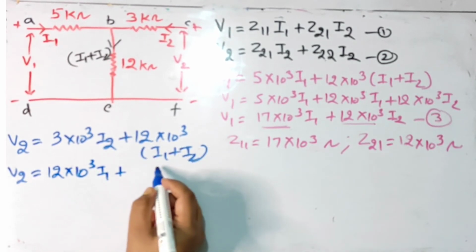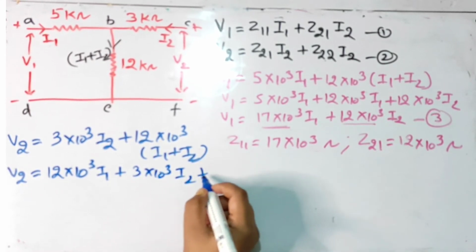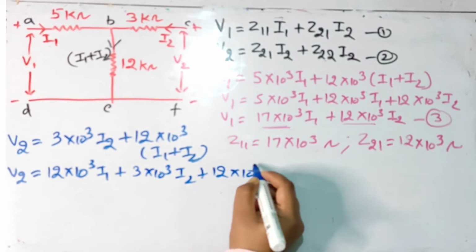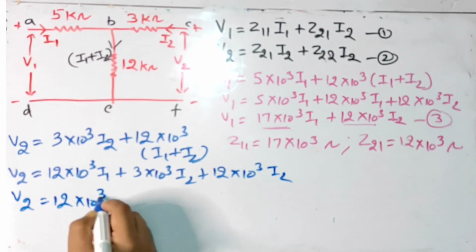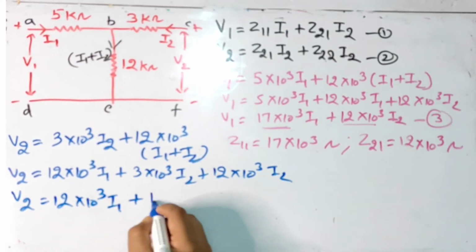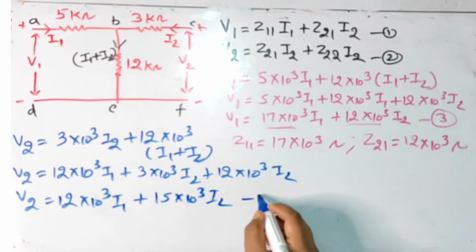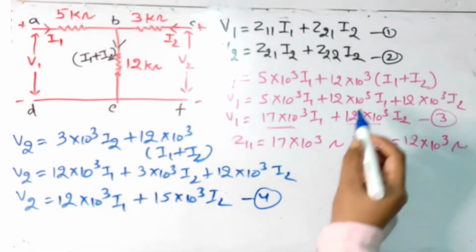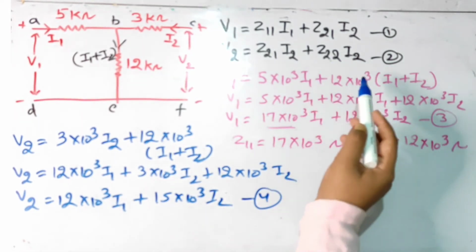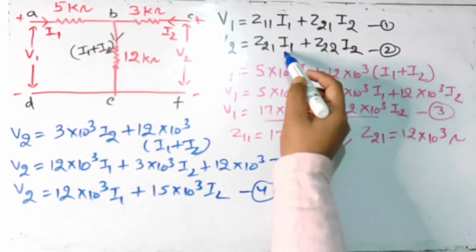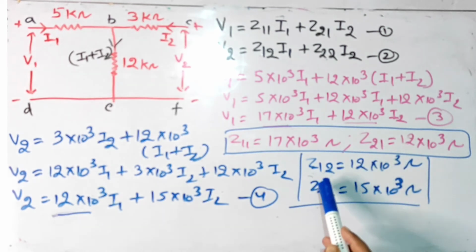We will simplify. 12 into 10 to the power 3 multiplied by I1 plus 3 into 10 to the power 3 I2 plus 12 into 10 to the power 3 I2. Simplifying, we receive 15 into 10 to the power 3 I2. Let's call it equation 4. Compare this equation with equation 2. We have V2 in LHS and I1 and I2 in RHS. So now all that we have to do is to simply compare the coefficients of I1 and I2. So we have the answer Z11, Z12, Z21, Z22.